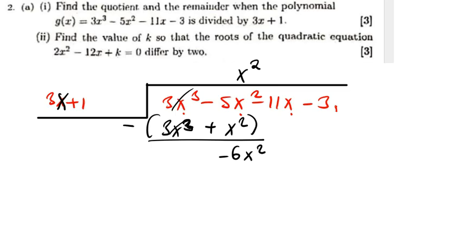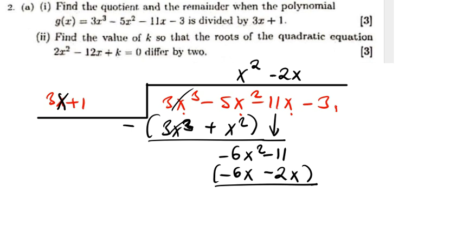Because there is 3x plus 1, I need to drop this guy down here, so it will be negative 11x. Then I will say 3x divided into negative 6x squared. This is going to give me negative 2x. Negative 2x times this is negative 6x squared, then negative 2x. Again, I subtract. Negative 6 minus minus negative 6 is 0.